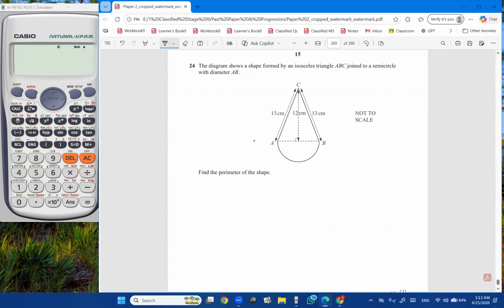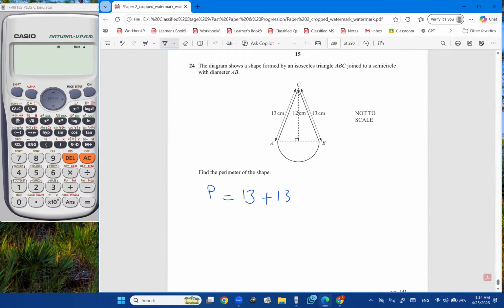Question 15 here. The diagram shows a shape formed by an isosceles triangle ABC joined to a semicircle with diameter AB. Find the perimeter of the shape. The perimeter is the length of all the sides or the outline of the whole shape. So I know that the perimeter is 13, the outline, plus 13, the other part of the outline of the shape, plus, I don't know the perimeter of this semicircle. So I need to find the perimeter of the semicircle.